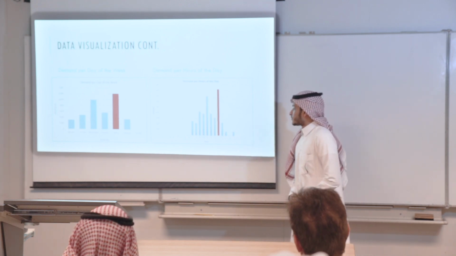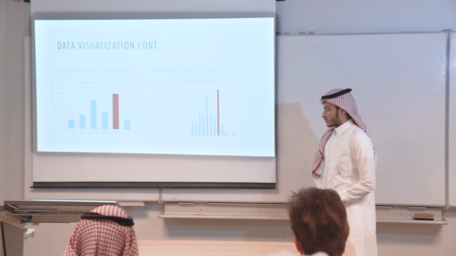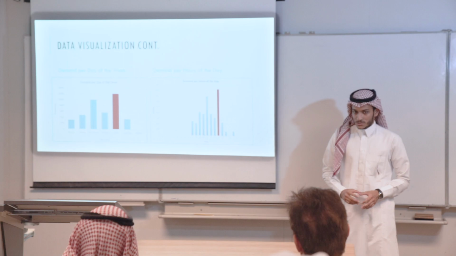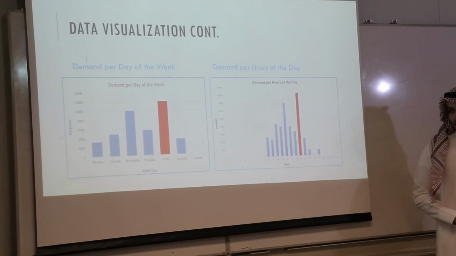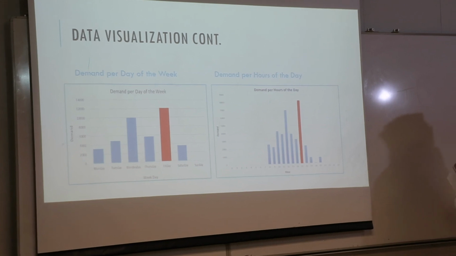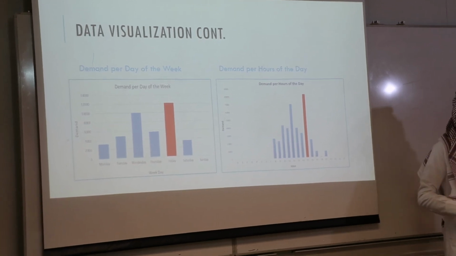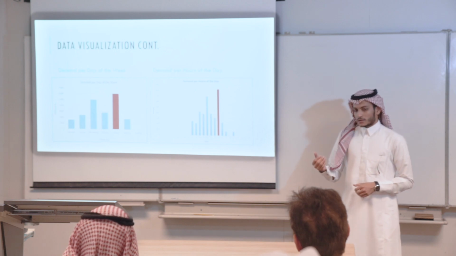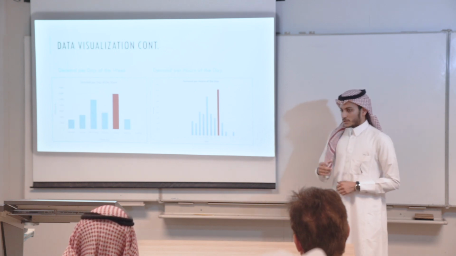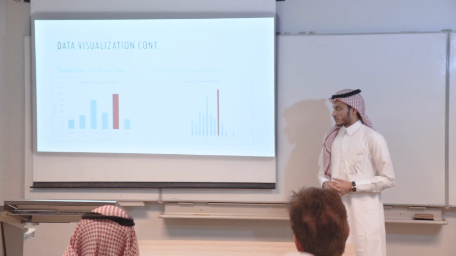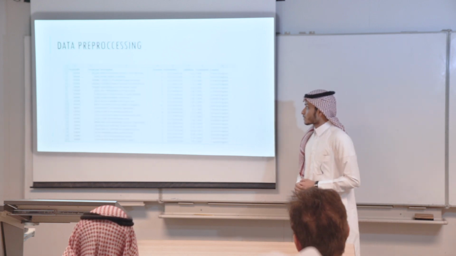And also here we have the demand per hour in a day. As we can see, hour number 15, which is 3 p.m., is the hour with the highest demand. The reason is whatever order is made before 3 will be shipped on the same day, and whatever is ordered after 3 will be shipped the next day. This is why all the people are rushing and trying to order before 3 p.m.